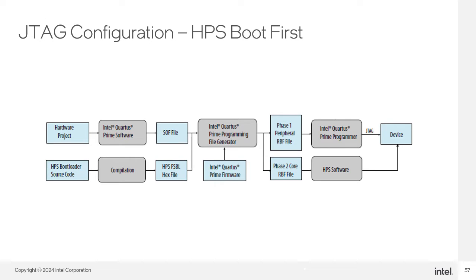Here is the sequence when the HPS is configured first. Compile the hardware project with Quartus Prime to obtain the SOF file. Compile the HPS FSBL source code to obtain the HPS FSBL hex file, or use a precompiled one. Use programming file generator to create the following files. Raw binary file contains the small Phase 1 configuration bitstream. Core RBF file contains the typically much larger Phase 2 configuration bitstream, to be used by HPS software later to configure the fabric.